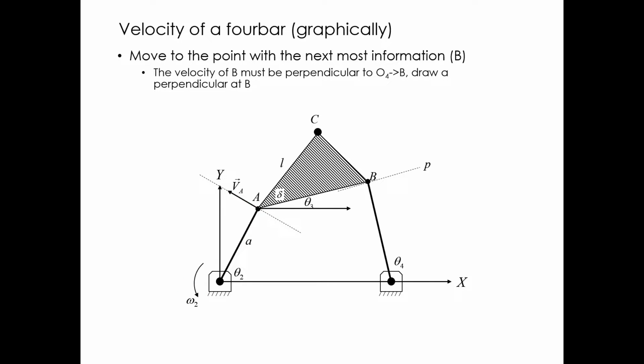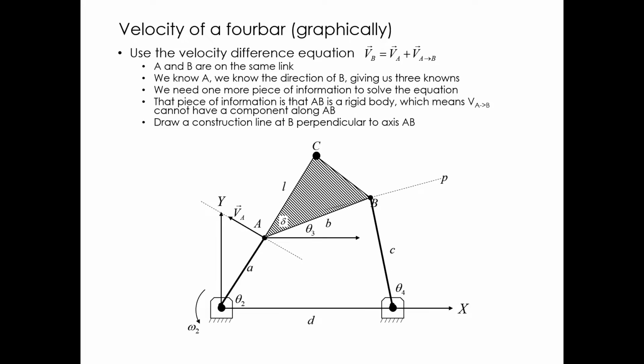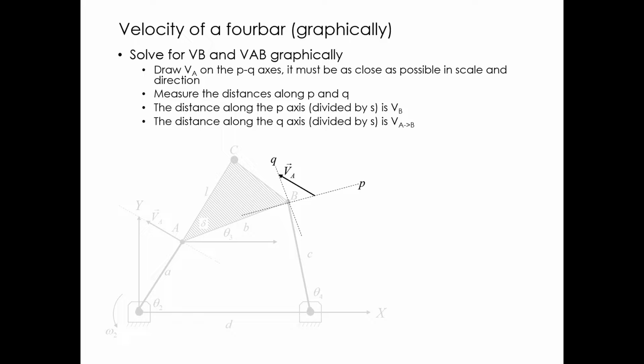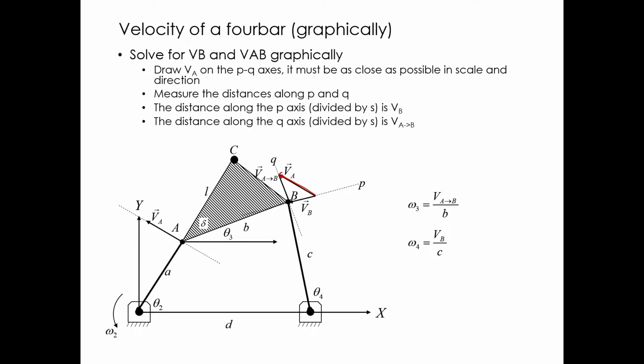We find the direction of the velocity at point B being perpendicular to the position vector from O4 to B, and then we use the perpendicular of the vector from A to B. That gives us the direction for the velocity at point B, and then we use these coordinates and our A velocity vector to find the magnitude of velocity B and the magnitude of the velocity of B with respect to A. We can use that to find omega 3 by dividing the magnitude of the velocity of B with respect to A by B, and we can find omega 4 by the magnitude of velocity B, dividing it by C.